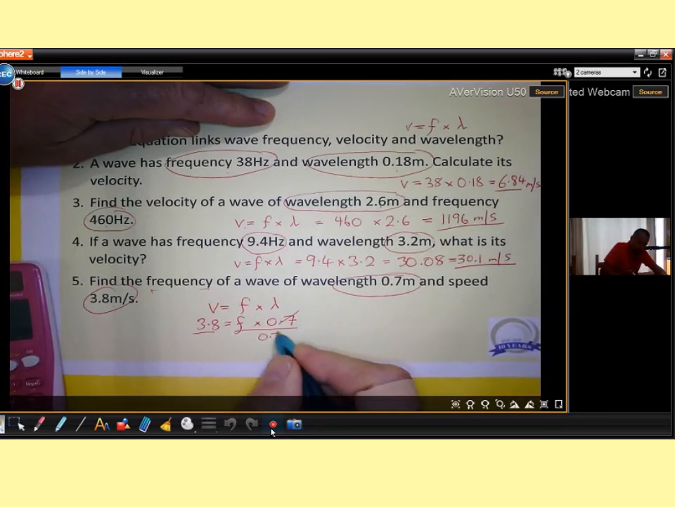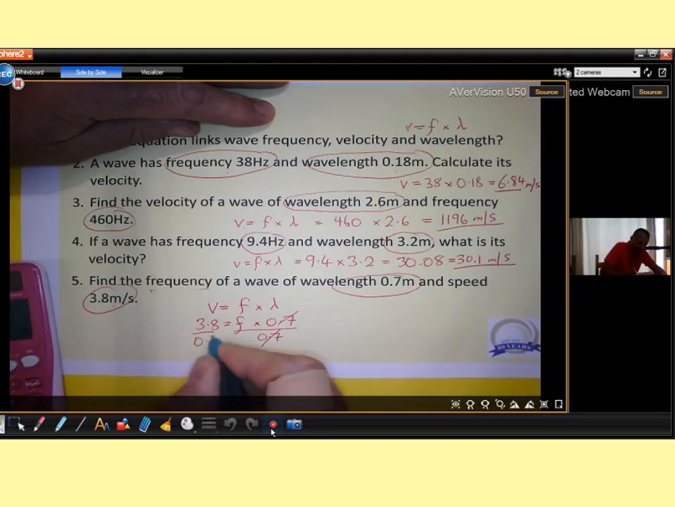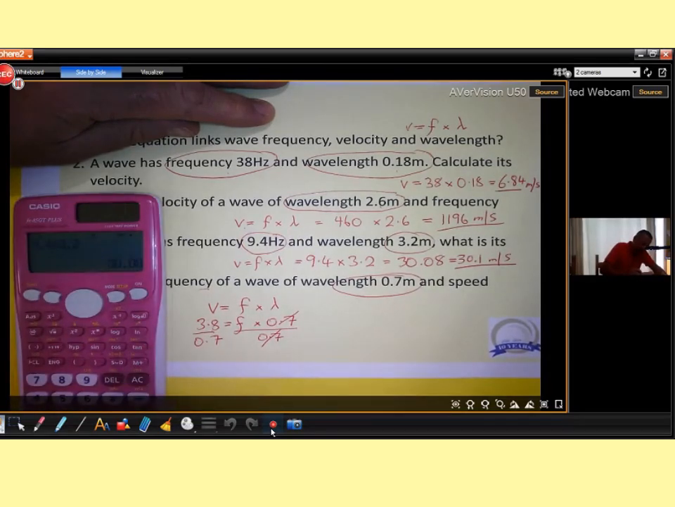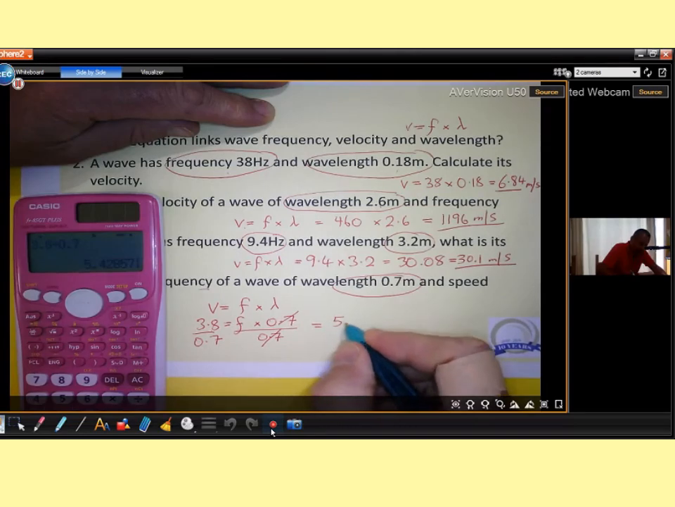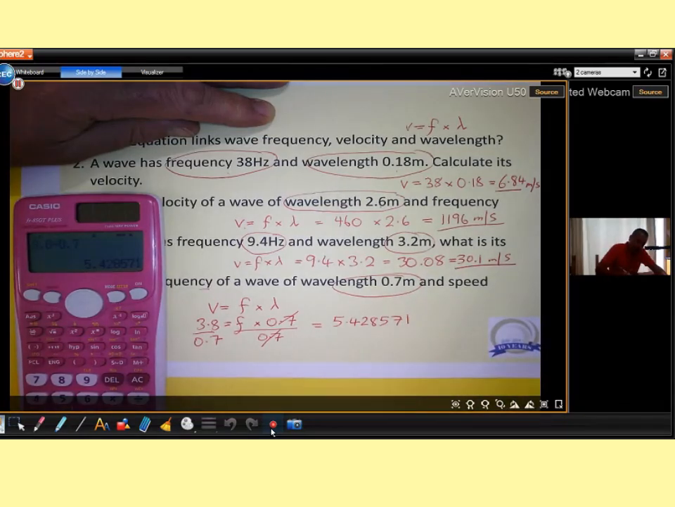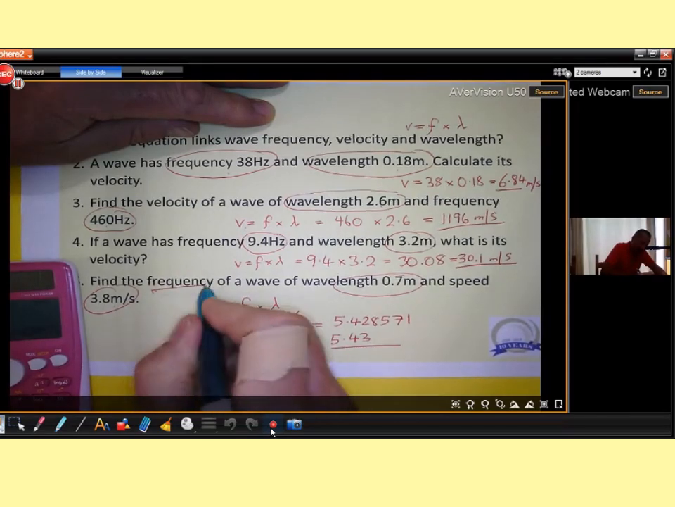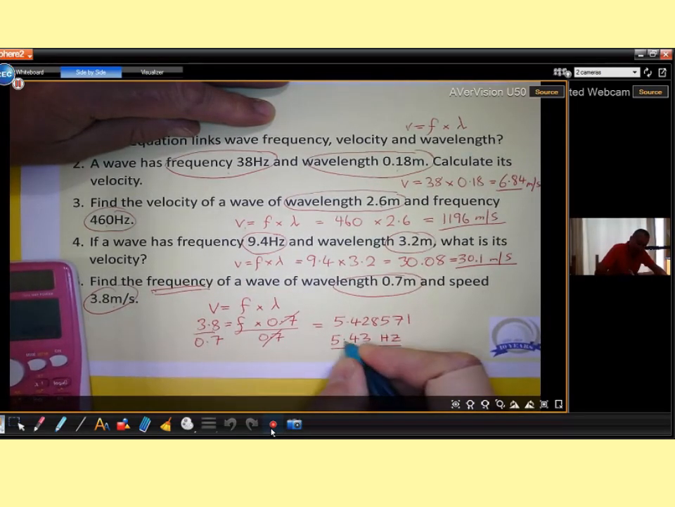So if 3.8 equals the frequency times 0.7, if we divide both sides of that equation by 0.7, 0.7 divided by 0.7 gives you 1. So that means that the frequency equals 3.8 divided by 0.7. 3.8 divided by 0.7 equals, I'll write the whole number out, 5.428571. I'm going to go with three significant figures, 5.43, because the next digit is bigger than 5, so it takes that up. Now this time, because we've found a frequency, that unit is hertz.